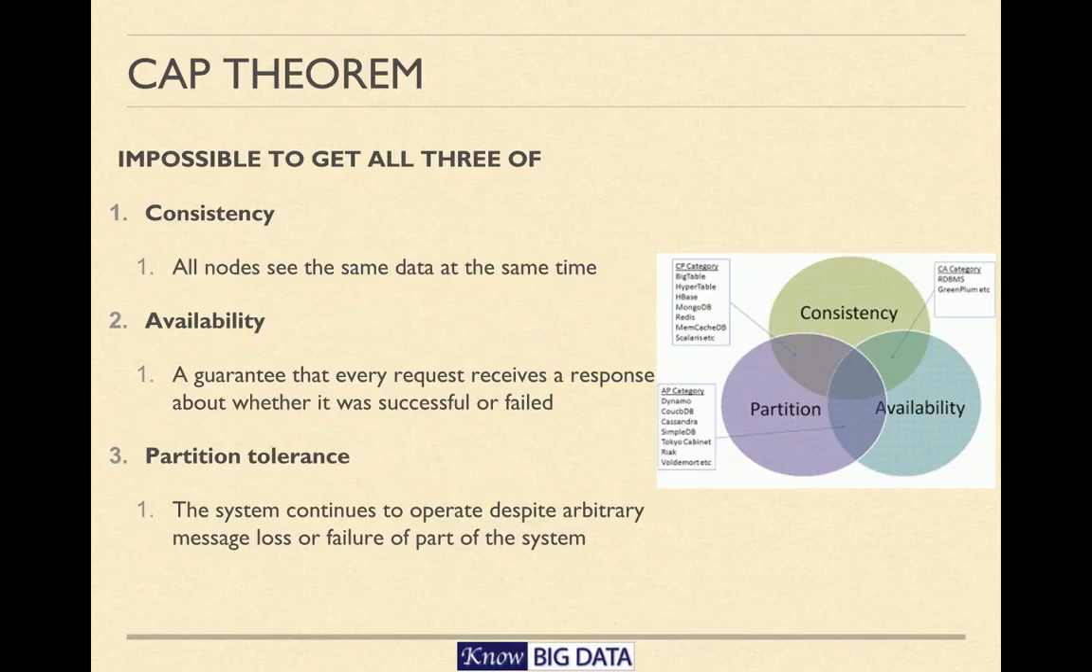The CAP theorem says that you cannot have all three things: consistency, availability, and partition tolerance. Brewer, or it's also called the Brewer theorem, said that you cannot get all three things. You can get at most two of them. You can get consistency and availability, you can get availability and partition tolerance, but you cannot get all three things.